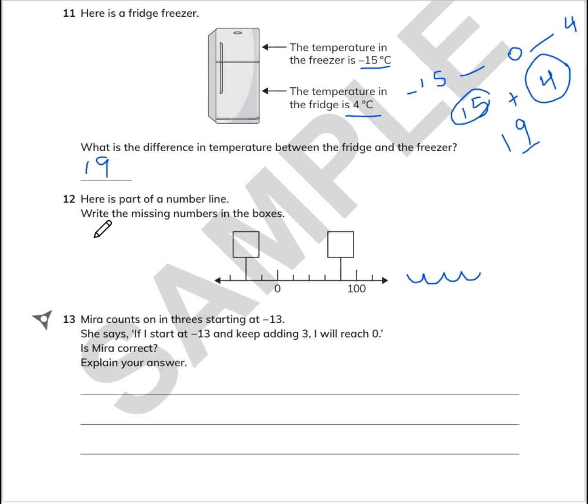Next question is question number 12. Here is a part of a number line. Write the missing numbers in the boxes. This is very easy. Okay, and this is 100. So this is 0 and this is 100. That means let's see how many lines are between 0 and 100. So this is 1, 2, 3 and 4. So if we count one line as 10, so see 10, 20, 30, 40 and 100.